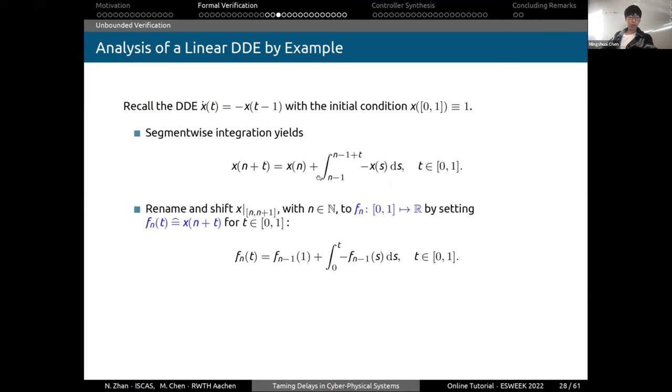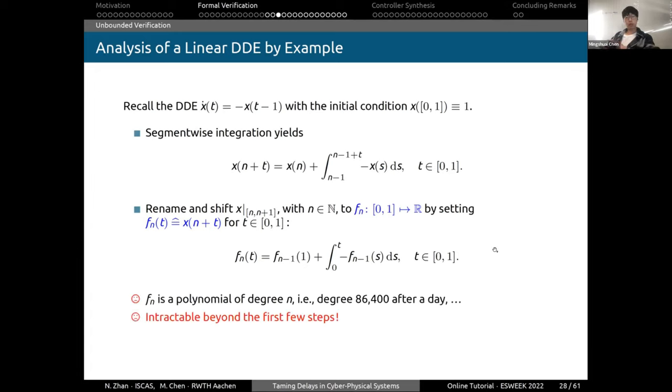Now let's do some renaming for the sake of presentation. By doing some shifting between the segmentations, and by renaming x to F, we get this formulation, which is identical to the previous one. Here you can see that the solution at segment N depends on the solution at segment N minus one. Of course, we also need an integral here.